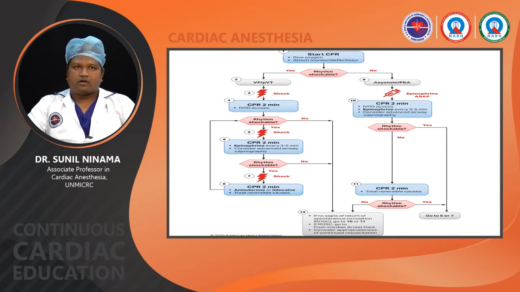In case of a non-shockable rhythm, like asystole or pulseless electrical activity, you have to give adrenaline as early as possible, followed by continued CPR, and take intravenous or intraosseous access, with adrenaline given every 3 to 5 minutes, and consider advanced airway and capnography. If the rhythm is still shockable, then give the shock, and again check the rhythm, give adrenaline and give amiodarone. And in case of asystole or pulseless electrical activity, you give adrenaline.